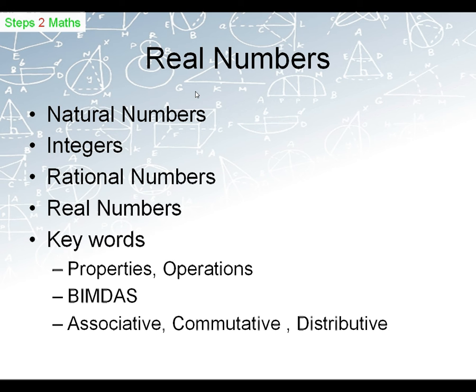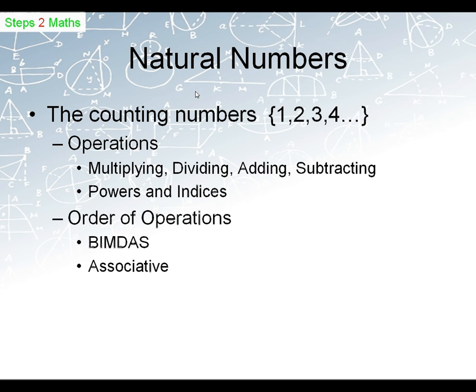So let's have a look at the different types of real numbers. The first set of numbers that we'll be looking at are the natural numbers, which you already know as the counting numbers. So when you're counting things, you start at 1, 2, 3, 4, and so on. Those three little dots there are what we use to say and so on forever.